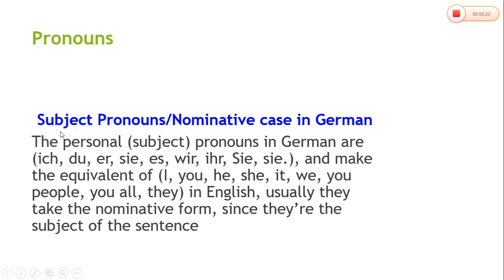Let's start from subject pronouns. Also, we call them nominative case in German. The personal or subject pronouns in German are ich, du, sie, es, wir, ihr, sie, and sie, and make the equivalent of I, you, he, she, it, we, you all, and they. In English, usually they take the nominative form since they are the subject of the sentence.